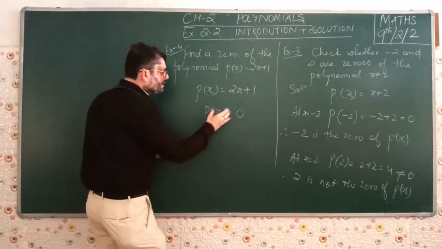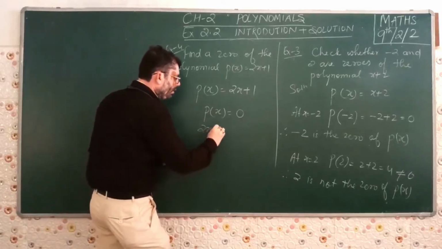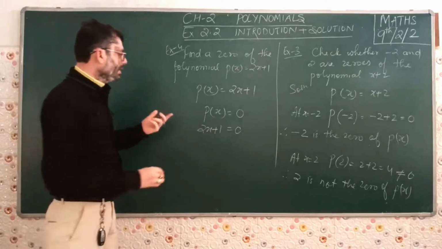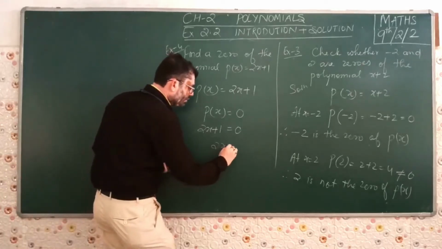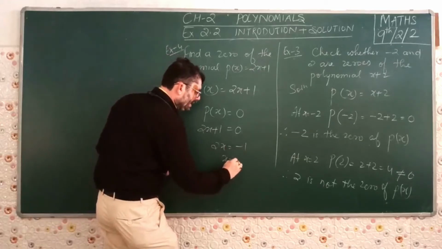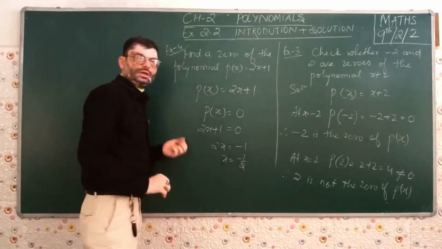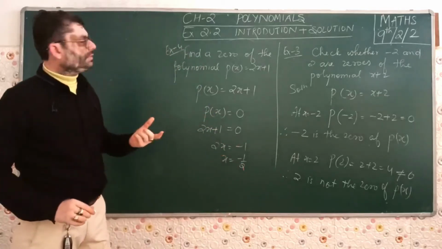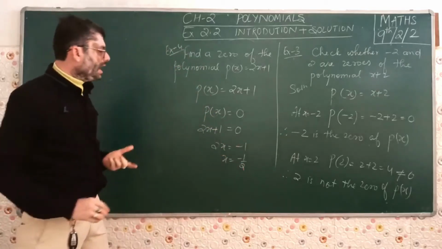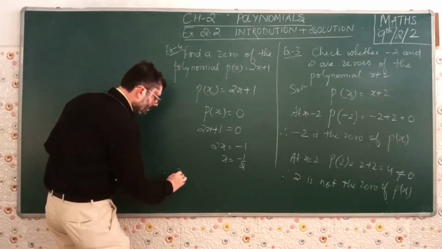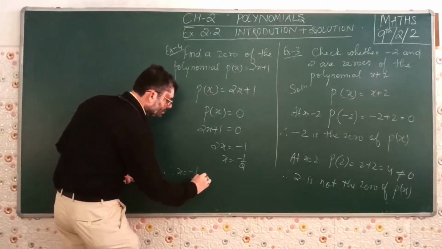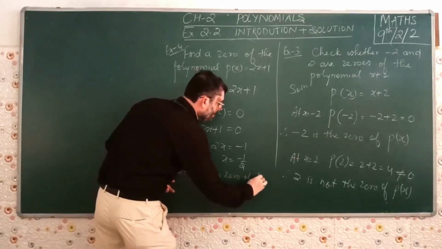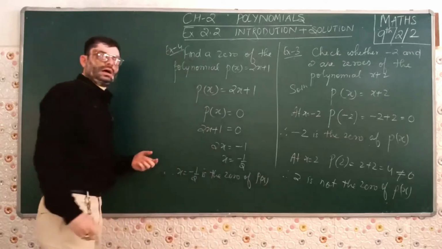And what was p of x? That is 2x plus 1, that is equal to 0. Solving this by simple equation form, we get the value of x. So 2x will be equal to minus 1 and x is equal to minus 1 by 2. This value of x is called the zero of the polynomial that we have asked. Therefore, x is equal to minus 1 by 2 is the zero of the p of x that was given to us.